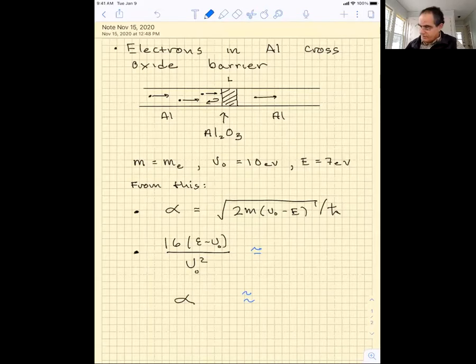What you should have found was that alpha was on the order of 10 to the 10 inverse meters, which is equivalent to saying that the penetration depth is about 1 angstrom. On the other hand, this factor here, 16E(U minus E) over U squared, evaluates to about 3.3. These values will be useful as we go ahead.